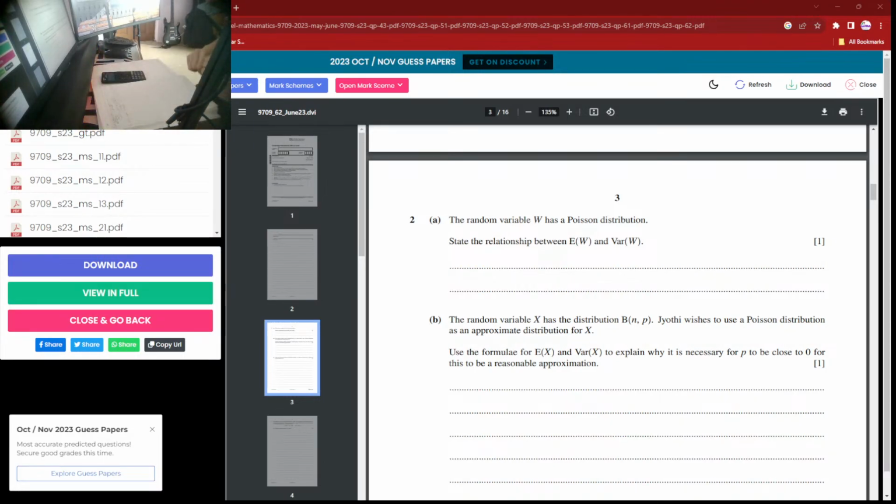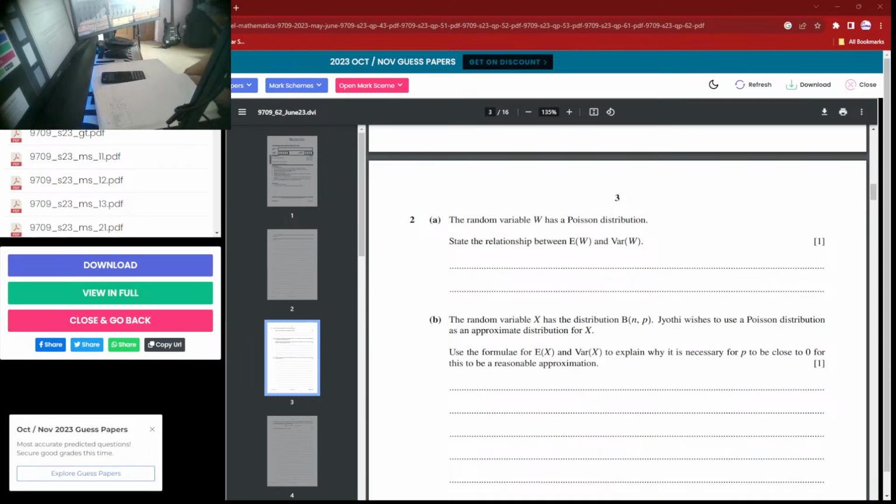Moving on to B. The random variable X has a distribution B(n, p). Jyoti wishes to use a Poisson distribution as an approximate distribution for X. Use the formulae for E(X) and Var(X) to explain why it is necessary for p to be close to 0 for this to be a reasonable approximation. Okay, so as we stated just now, E(W) is equal to Var(W). It is necessary for p to be close to 0.